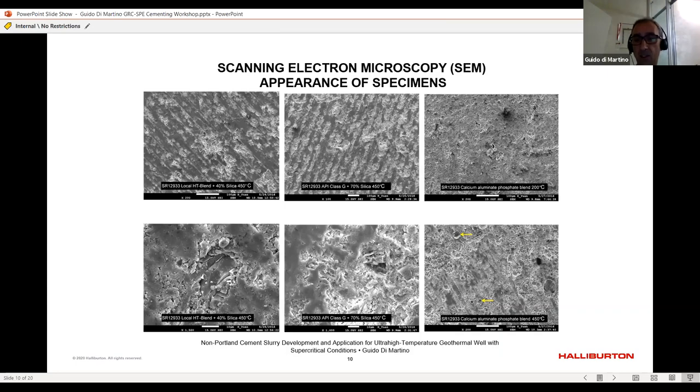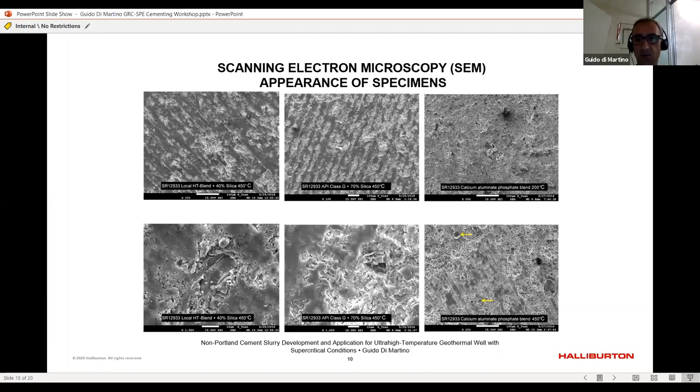In contrast, the calcium aluminate phosphate cement sample remained similar in appearance before and after exposure to 450 Celsius for 7 days. Some voids were present, which were attributed to possibly entrained air because of the slurry being much more viscous than the Portland designs. The calcium aluminate phosphate system retained some significant properties, lower permeability and crush strength, attributed to the formation of refractory materials.